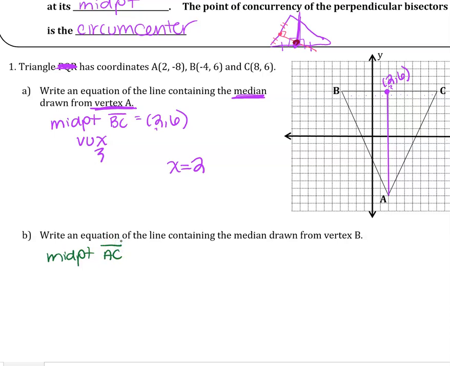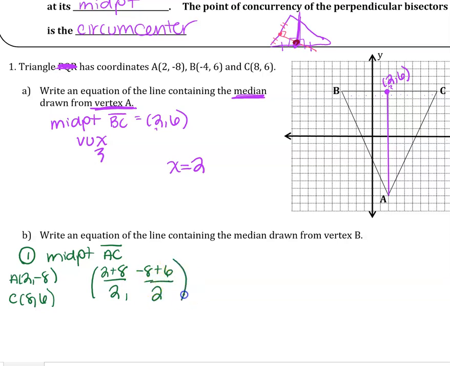of AC. Now, since this is a diagonal line and it might not be as easy to pick out on the grid, I'm going to actually use my midpoint formula here. So I know that the coordinate of A is (2, -8), and I know the coordinate of C is (8, 6). The midpoint formula is the average of the x's and the average of the y's. Okay, so 2 plus 8 is 10, divided by 2 is 5. Then this would be -2/2, which is -1.